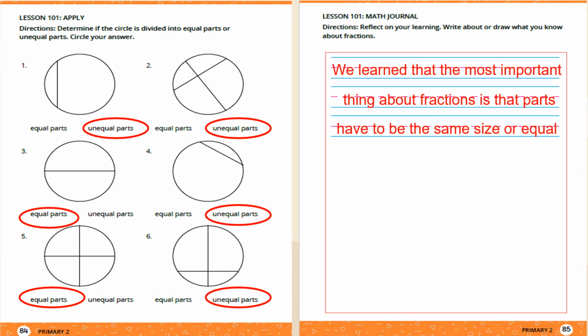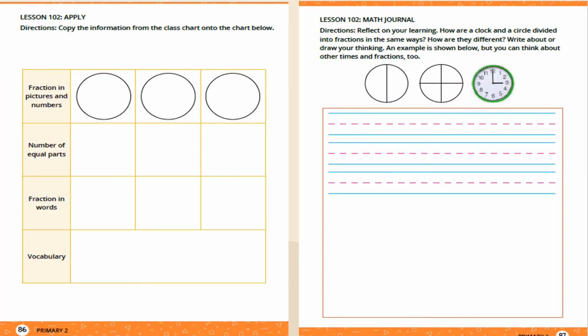We learned that the most important thing about fractions is that the parts have to be the same size, or equal. The same size, or equal. Okay, what can I do here? I have three circles, and the fraction in the picture and numbers, number of equal parts, fraction in word, vocab.